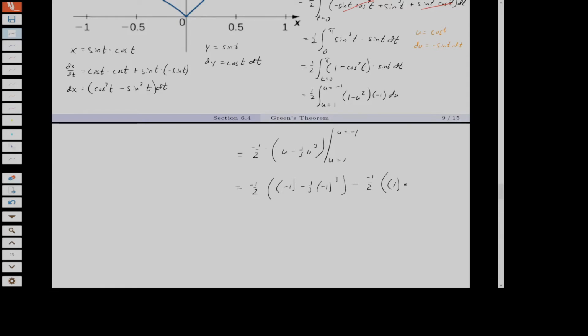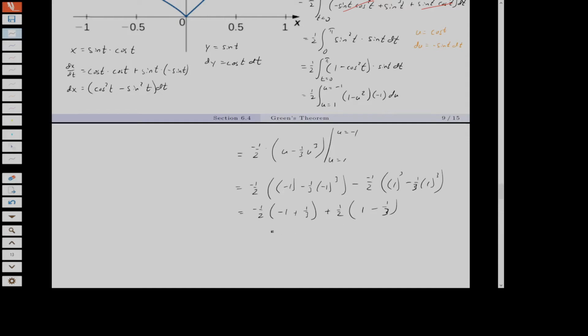And when I plug in 1, I have 1 minus 1/3 times 1 cubed. Okay. So this is negative 1. Negative 1 cubed is negative 1. Negative 1/3 times a negative 1 is a positive 1/3. Okay, here I have minus and negative, so plus 1/2. This 1 was cubed. That's still just 1. Minus 1/3. So many negatives.